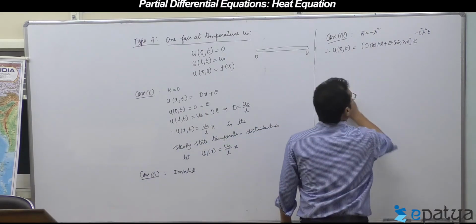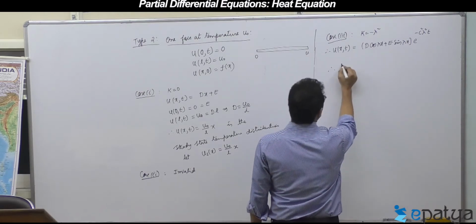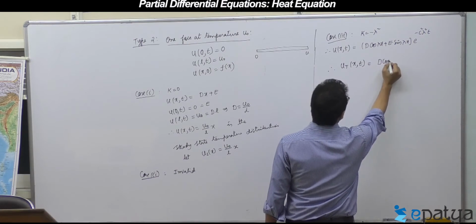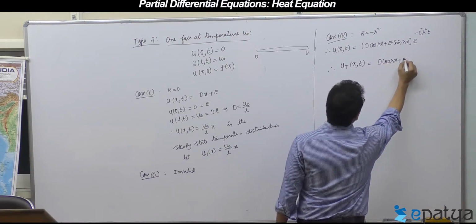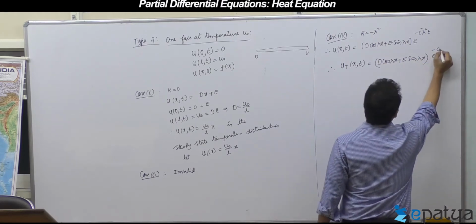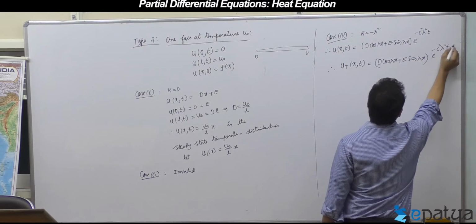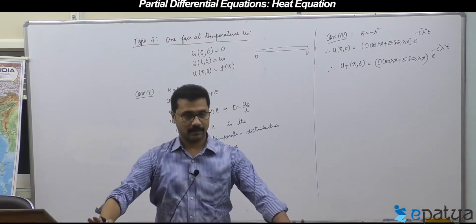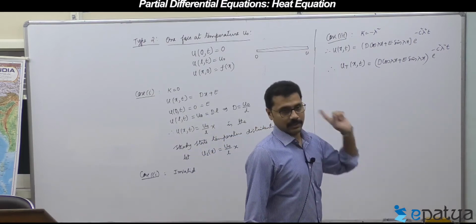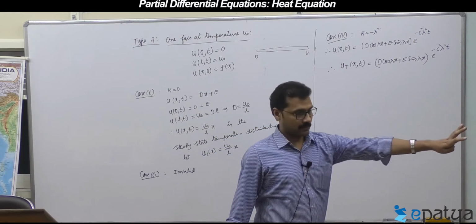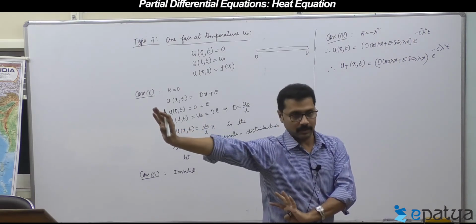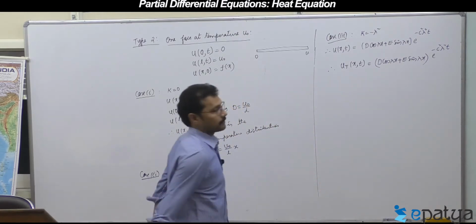Therefore, ut of x comma t equals d cos lambda x plus e sin lambda x into e power minus c square lambda square t. Clear? Okay. Don't get confused here. Case 1 is steady state, case 3 is transient state. Add them, you will get the temperature distribution u of x comma t always. That's how things should be.